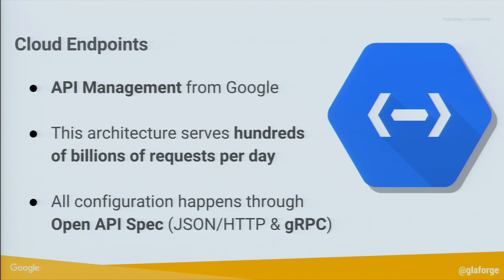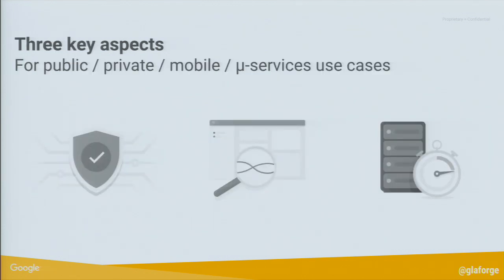And what's interesting with Cloud Endpoints is that all the configuration, like how are you going to monitor this method, this endpoint, etc., it's all done through Open API Spec. So whether you're doing REST or JSON style or HTTP kind of APIs, but it also works with gRPC. So I'll speak about that quickly at the end as well.